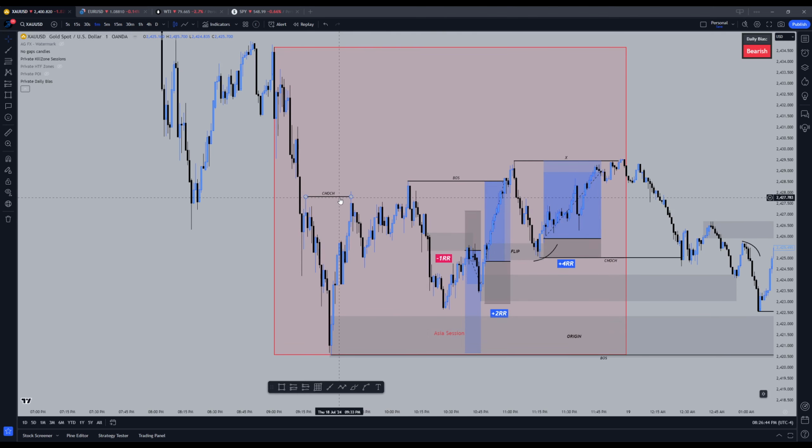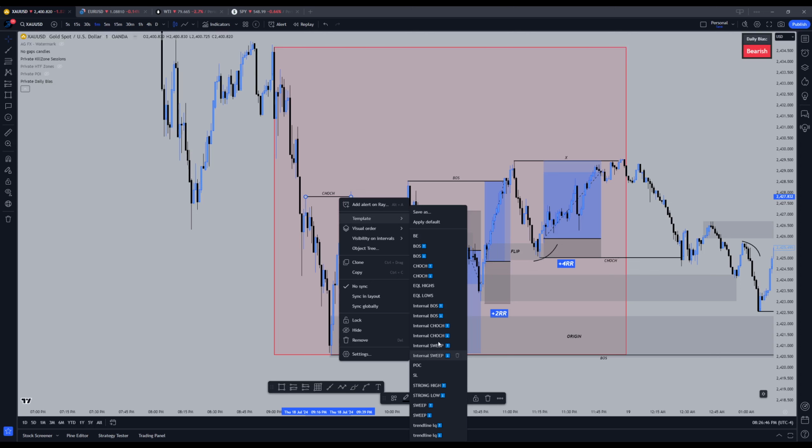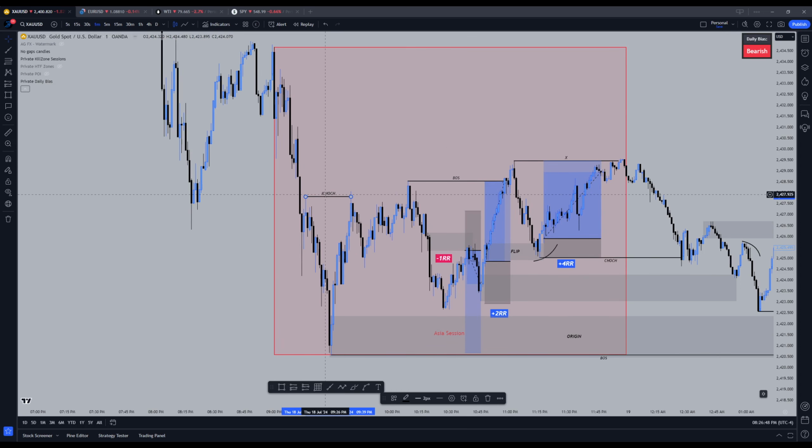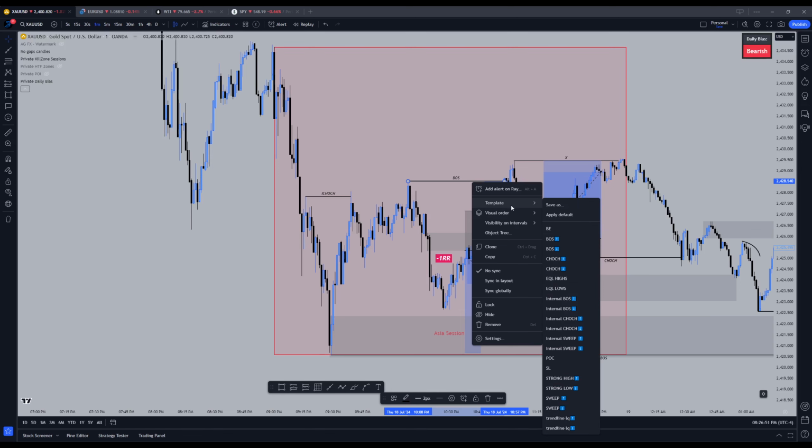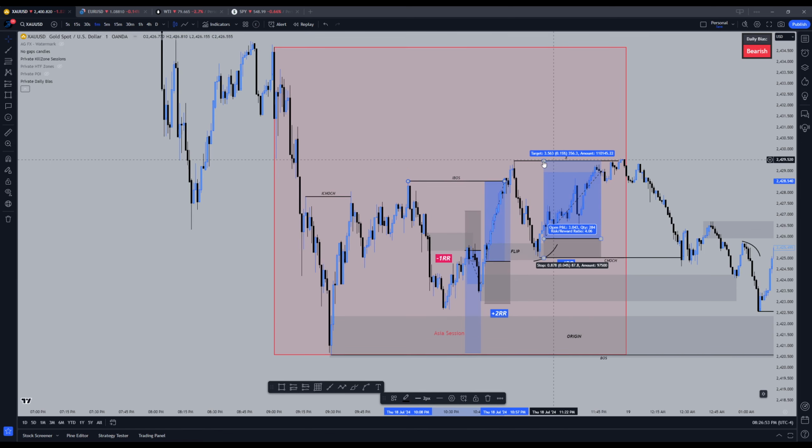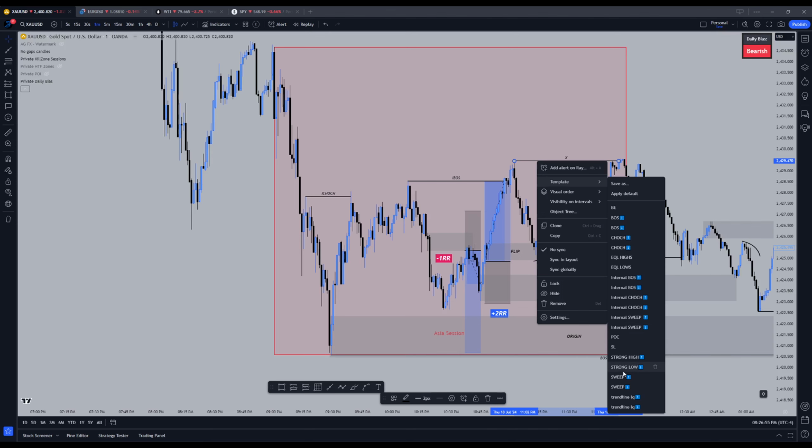So right here, we had an internal change of character. I could probably change this. Also, you don't have to name it internal. You can, because technically, I'll show you guys something real quick. You just want to name it to something that makes sense to your brain.